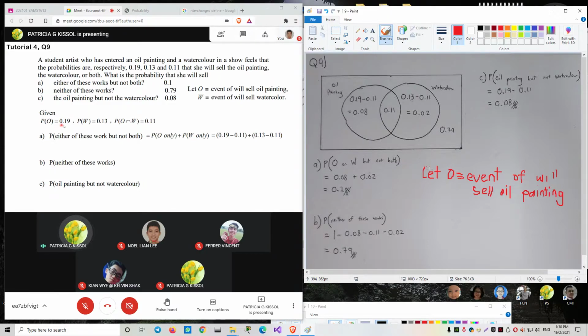That means 0.19 minus 0.11, and 0.13 minus 0.11 as well. Because the question is, we need to find the probability of either of these works, but not both. Either oil painting or watercolor, but not both. So that's why we have to deduct on both sides. And that would give us the 0.1 value. Is that clear, class?